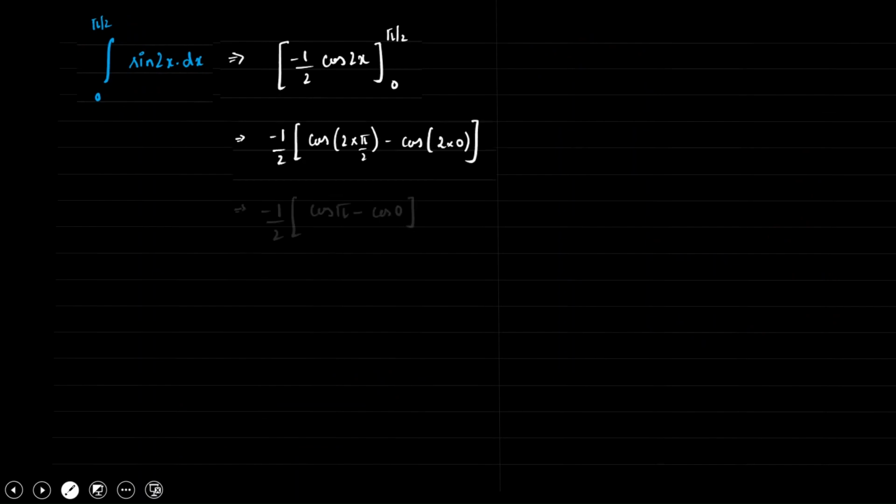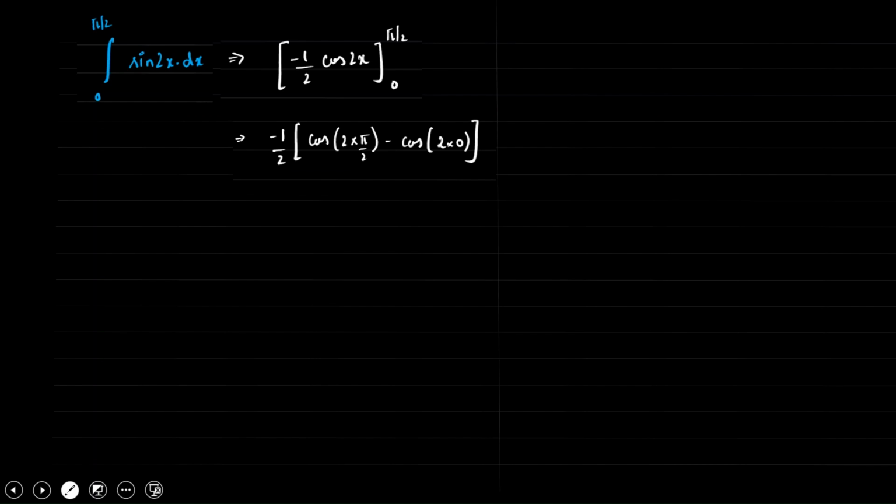Integrate sine 2x with respect to dx from 0 to pi over 2. Let us start by integrating sine 2x. When I integrate sine 2x, I'll be getting negative 1 over 2 cos 2x from 0 to pi over 2. Now I have to substitute the value of pi over 2 in place of x.